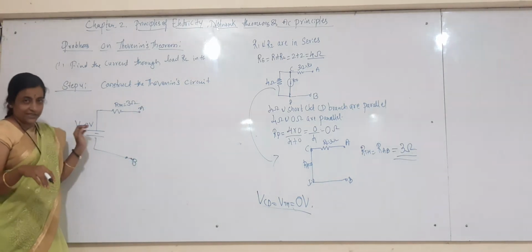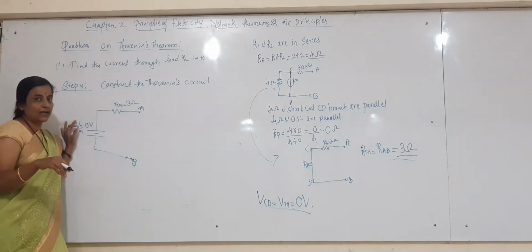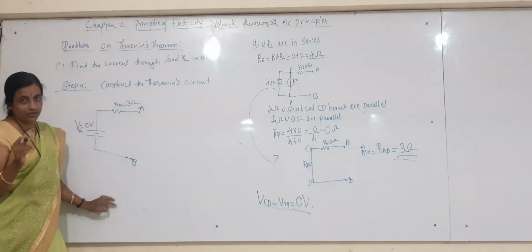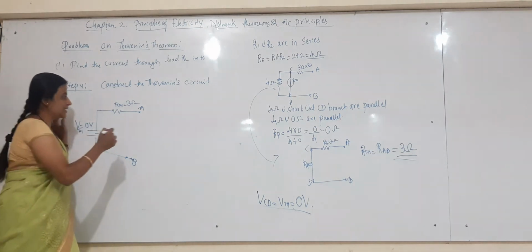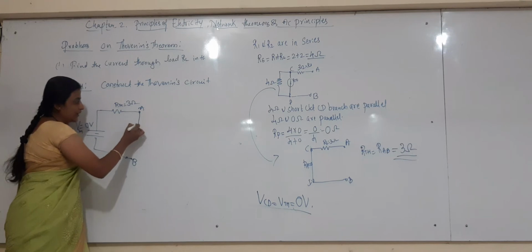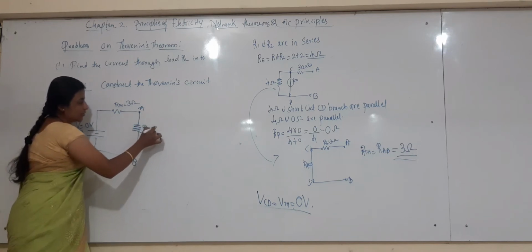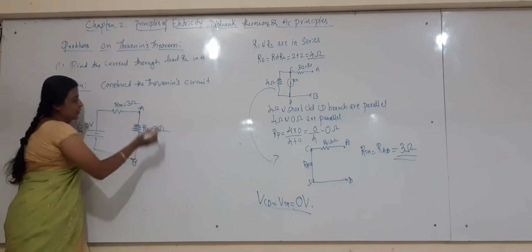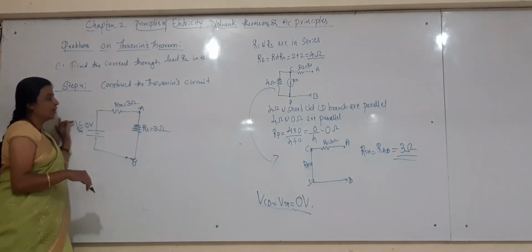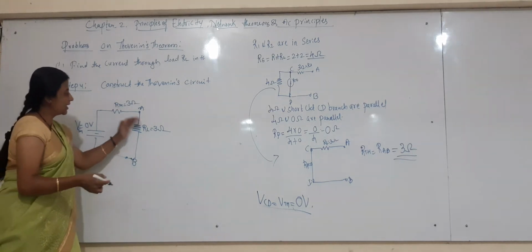After constructing the Thevenin's circuit, now replace your RL. Previously, whichever we removed in the first step, now replace that. Reconnect RL. So RL is how much? 3 ohm resistor. So RL is also a 3 ohm resistor. Again replace it here. So after replacing, find out the current through RL.